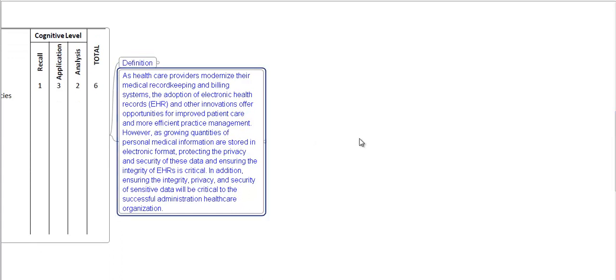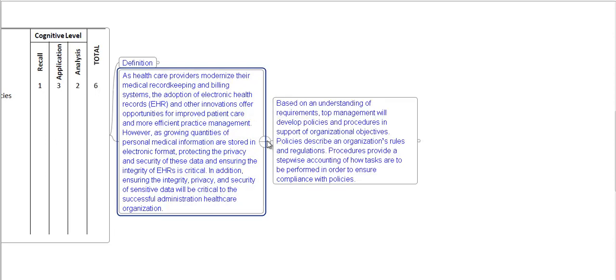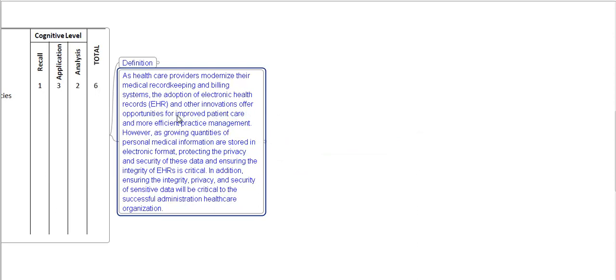Healthcare providers are modernizing their medical record keeping and billing systems. The adoption of electronic health records (EHR) and other innovations offer opportunity for improved patient care and more efficient practice management. However, as growing quantities of personal medical information are stored in electronic format, protecting the privacy and security of this data and ensuring the integrity of ePHI is critical. In addition, ensuring the integrity, privacy and security of sensitive data will be critical to the successful administration of healthcare organizations.